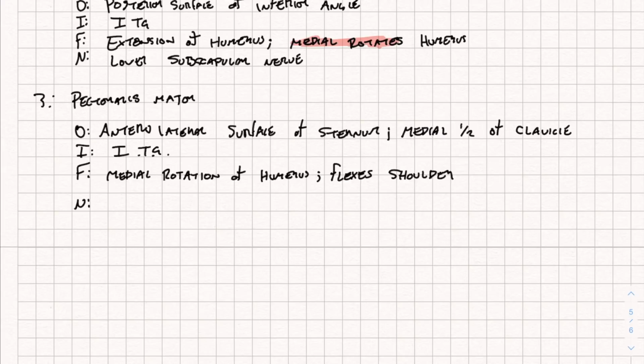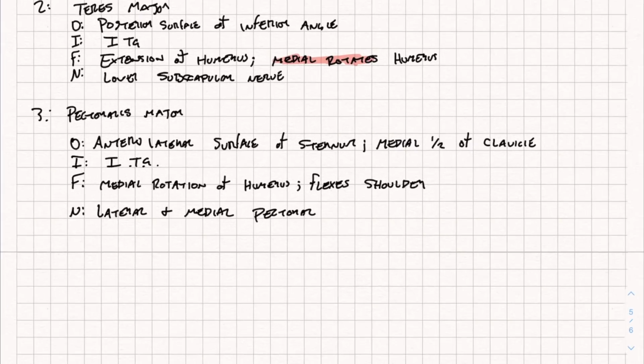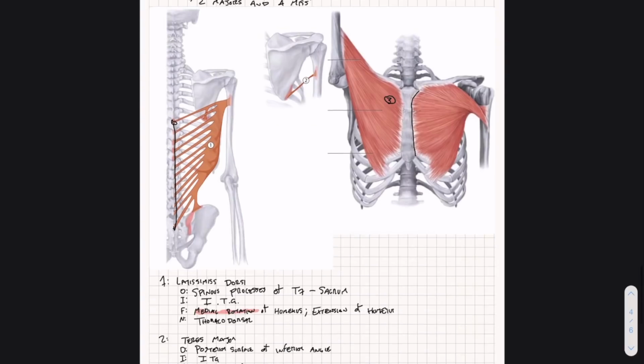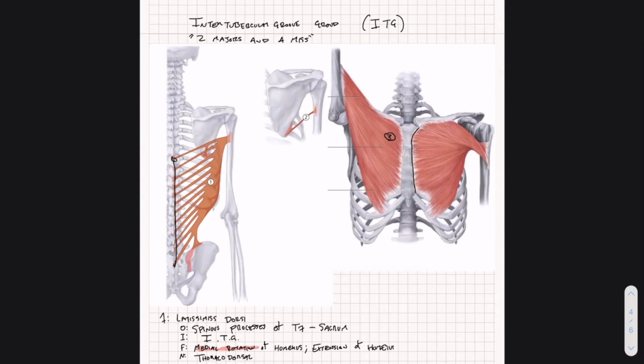And then the nerve is the lateral and the medial pectoral. If you Google this, you might not see lateral and medial pectoral innervating that. There's some variation there, but just for this class, lateral medial pectoral innervates both the pec major and the pec minor. Okay, so there's your shoulder cap muscle, the deltoid, and then your intertubercular groove muscle.